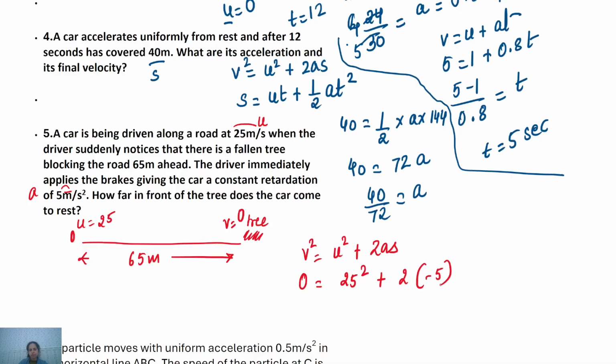So this is going to be 625 minus 10s equals 0. Rearranging, I get 10s equals 625. So I get s as 62.5 meters. Now, the question does not ask you how far it travels, but how far in front of the tree it stops. So how far ahead? It is 65. So it stops at, take away, 2.5 meters ahead of the tree.